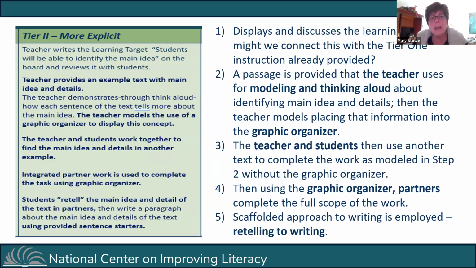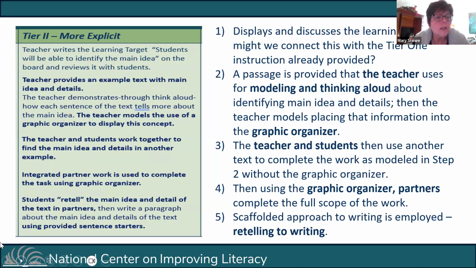But then we may need to scaffold the writing process. So we may have information about the students using data that says they may have difficulty organizing the paragraph that we want them to engage with. And so we're going to need to maybe scaffold that a bit at Tier 2. So what we're going to do here at Tier 2 is to have them retell the main idea and details before they write, and then do some writing. Okay.